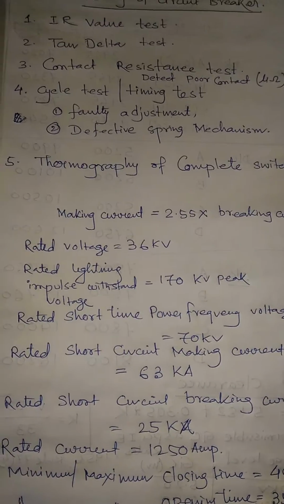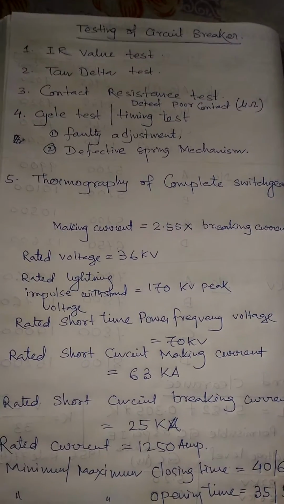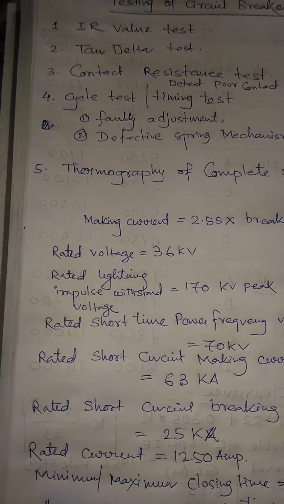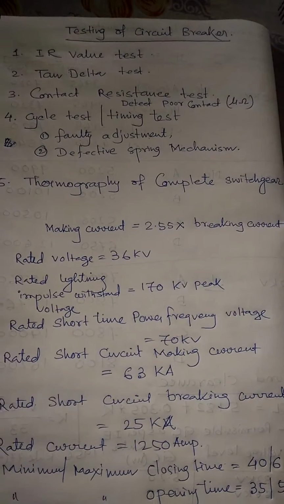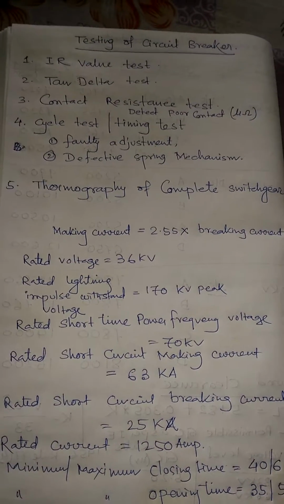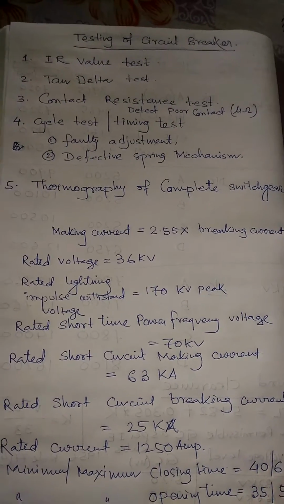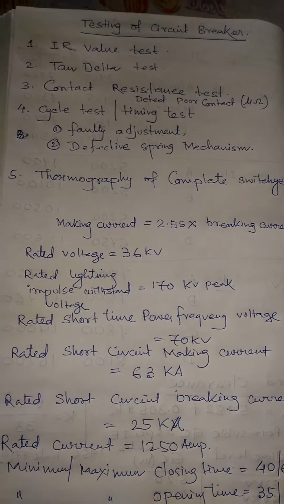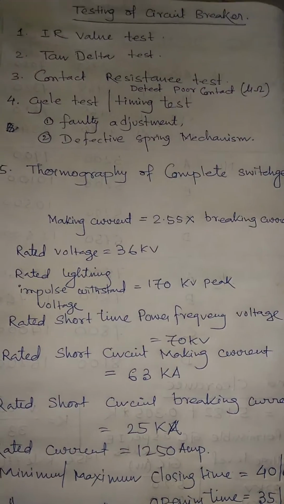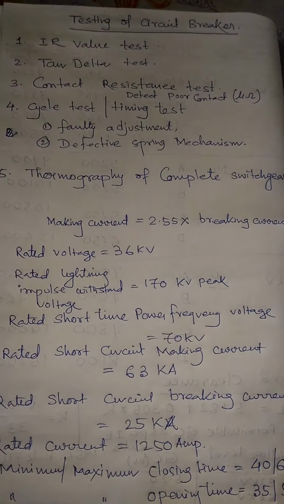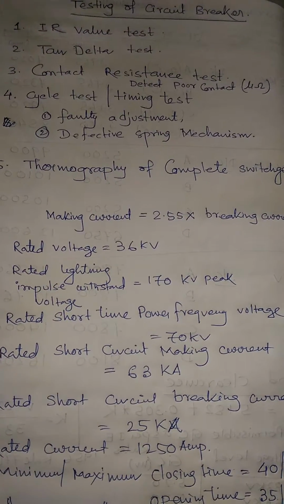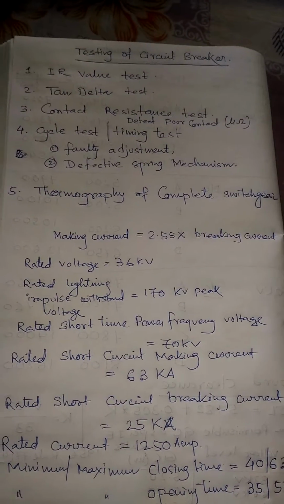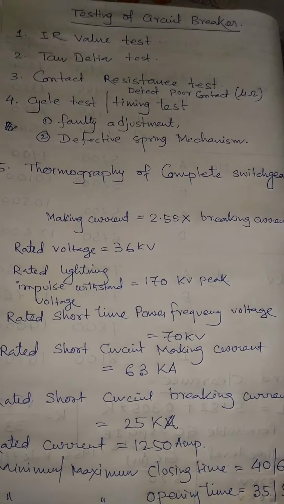The fifth test is the thermography of the complete switchgear. It is a very vital test to check whether the total circuit breaker body, the porcelain part, the mechanism part, the tie rod sections, or any portion of the breaker is overheated or not, and whether any terminal of the breaker is in normal condition or overheated condition. To identify the thermovision, we use the thermography test of the breaker.